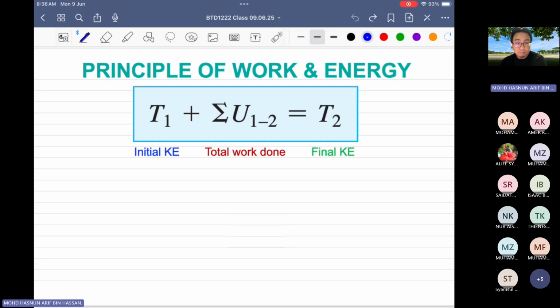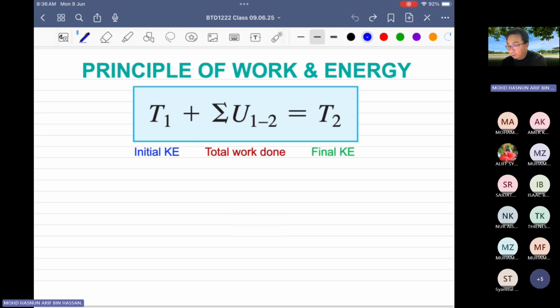This will be the last class for this subtopic, which is work and energy. In the next class, we will go into the last subtopic of this chapter, which is impulse and momentum. So today I will show you a few more example questions. But before that, let's recap what we have learned before.